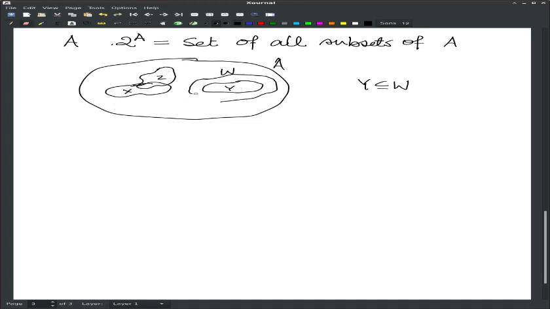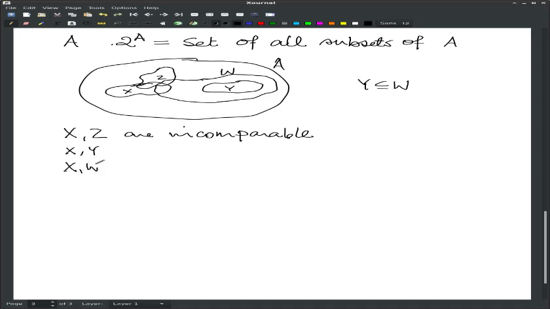Let me make this a little bigger. You don't have such relations between x, y or z, y or x, w, z, w. You have no other relations. So we often say x and z are incomparable. They cannot be compared. The same is true for x and y, for x and w, z and w, z and y. They are all incomparable. And we often write it like this.